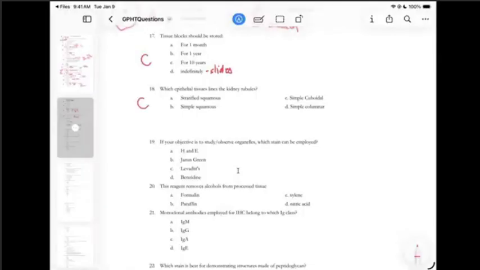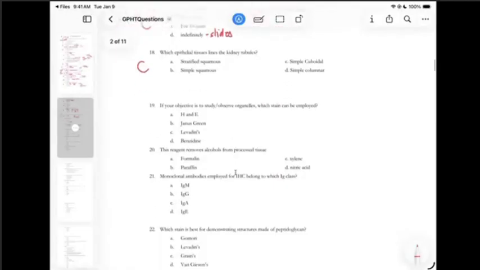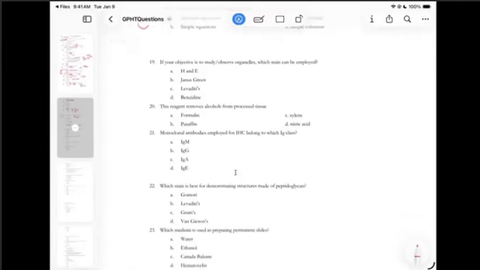So number 18, letter C. So it would be important for secretion, reabsorption of nutrients, no? Solutes or solvents. So in the kidney. So that's letter C. Number 19, so if your objective is to study organelles, which stain can be employed?